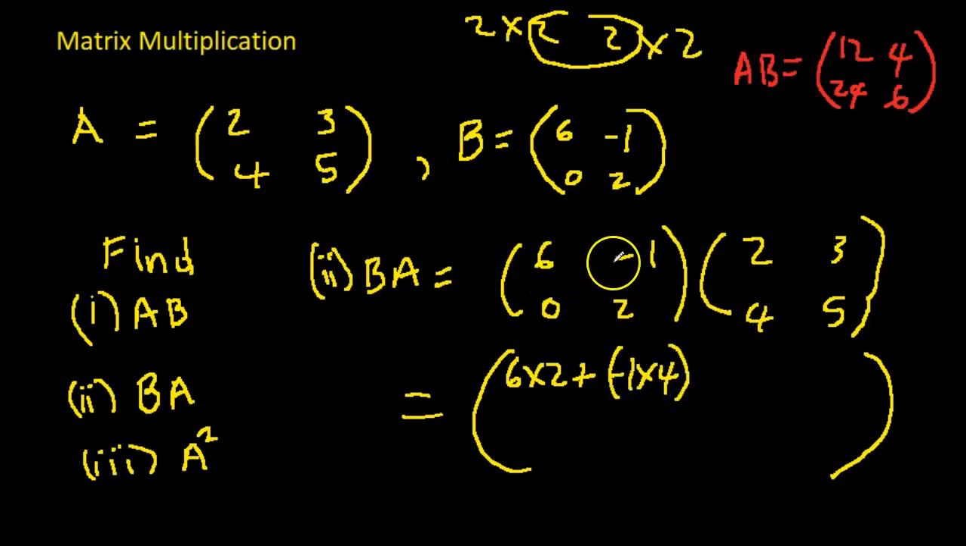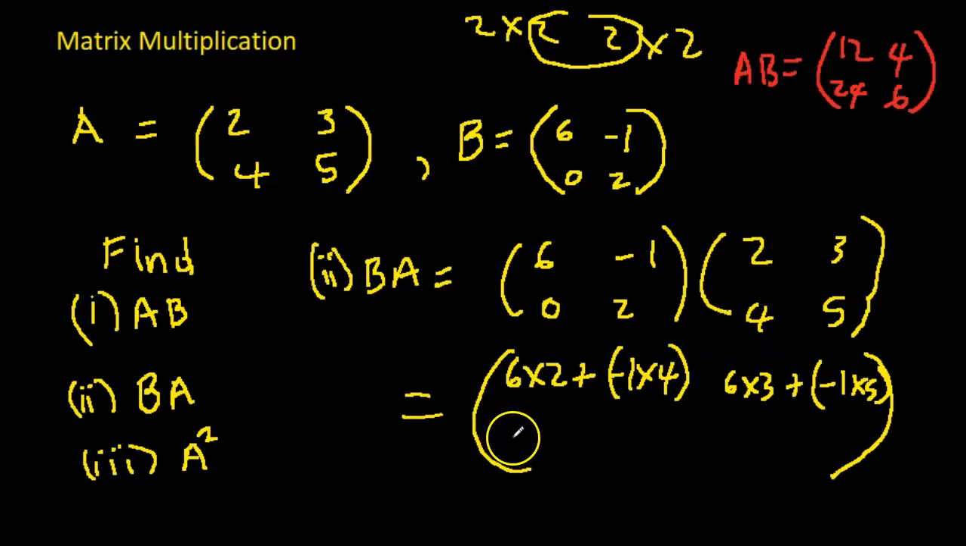And then you apply the same 6 minus 1 now to 3, 5. So 6 times 3 plus the minus 1 times 5. Alright, then we'll finish with the top row. We'll go on to the bottom row now. We're applying 0, 2 to 2, 4.